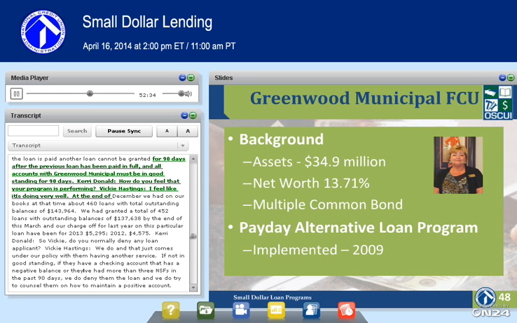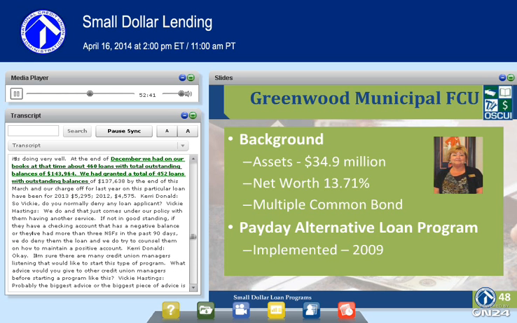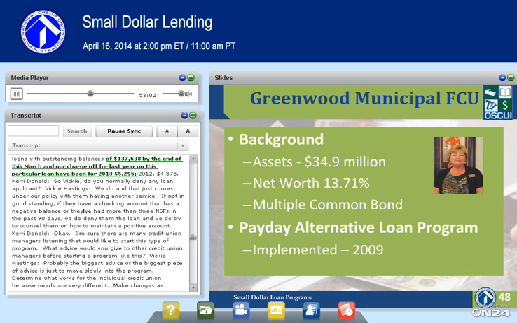How do you feel that your program is performing? I feel like it's doing very well. At the end of December, we had on our books at that time about 460 loans with total outstanding balances of $143,964. We had granted a total of 452 loans with outstanding balances of $137,638 by the end of this March.